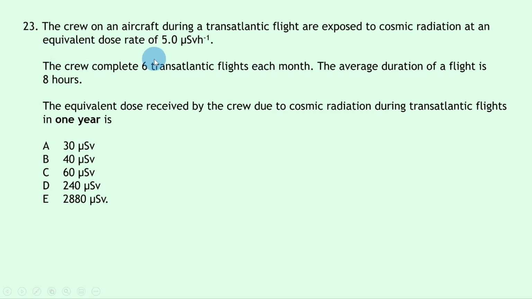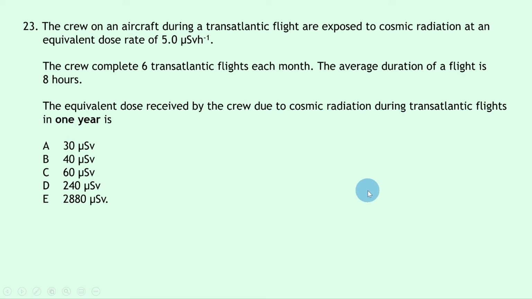Question 23 says the crew on an aircraft during a transatlantic flight are exposed to cosmic radiation at an equivalent dose rate of 5 microsieverts per hour. The crew completes 6 transatlantic flights each month. The average duration of a flight is 8 hours. The equivalent dose received by the crew due to cosmic radiation during transatlantic flights in 1 year is.